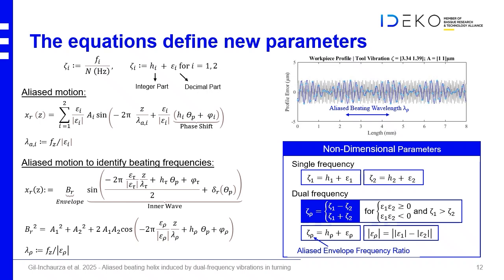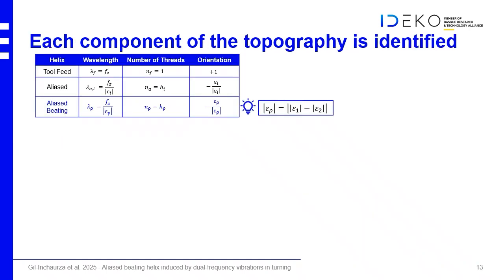And with this, we get a new frequency ratio, Cp, that is again divided in integral part and decimal part, that will explain the number of waves and wavelengths obtained on the surface because of this beating between two frequencies. So what we get is a new line in the table with analytical equations giving the wavelengths that is dependent only on epsilon p, so only on the decimal parts of the two vibrations that we're considering, and the number of threads that is depending on the integral part.